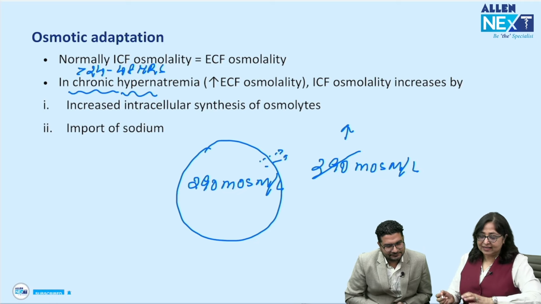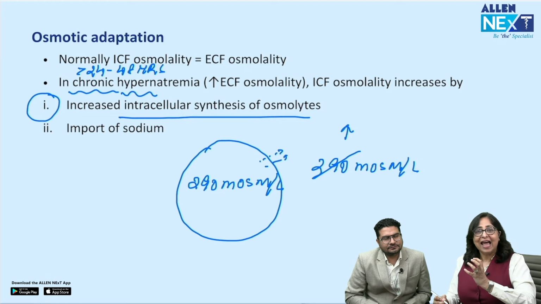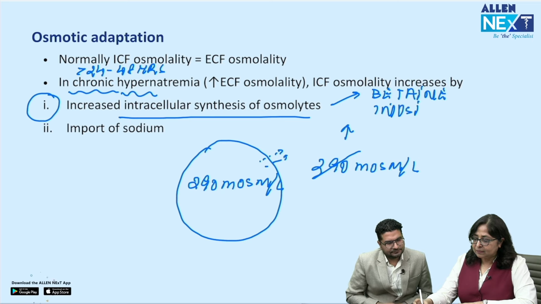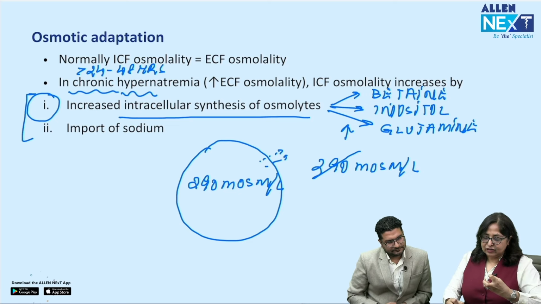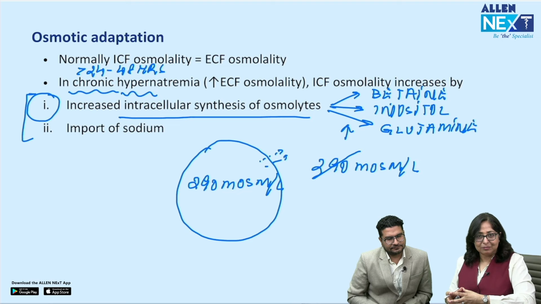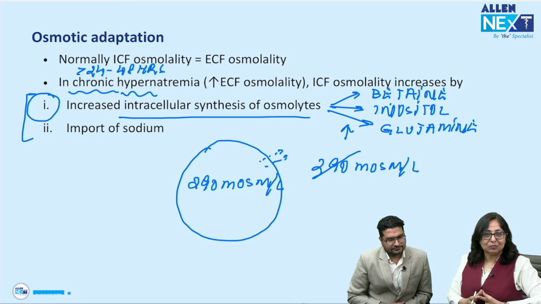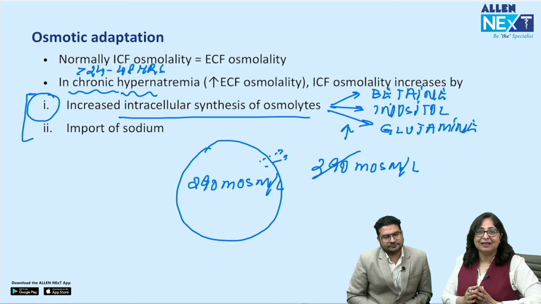And how do they do that? Number one, by increasing intracellular synthesis of osmotically active particles. And these osmotically active particles are betaine, inositol, and glutamine. And the second thing that they do is they import small amounts of sodium from outside to inside. The net result of these two mechanisms would be that the intracellular osmolality increases to match the extracellular osmolality, so that there is no shift of water. This is osmotic adaptation in hypernatremia.